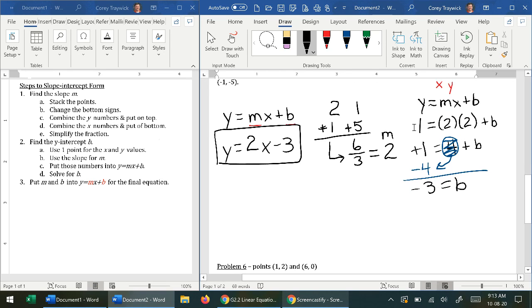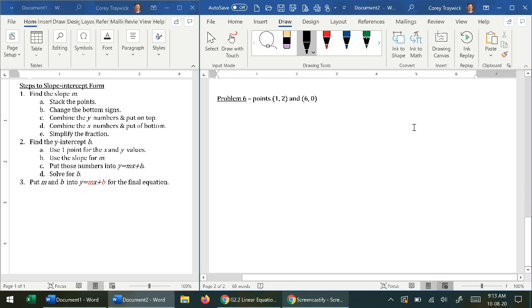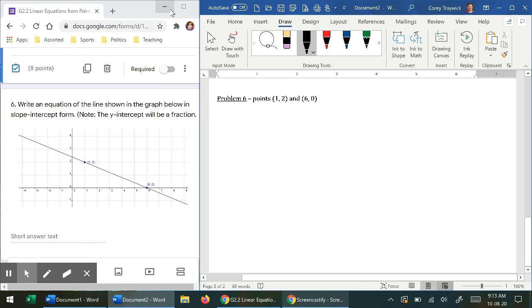Okay, it's time for our last example. Now here we're just given the points, but I want to show you what it would look like on Google Forms. They want us to write the equation of the line shown in the graph below in slope-intercept form. So you can see here the graph given to us, and it tells us there's a point at 1, 2, and a point at 6, 0.